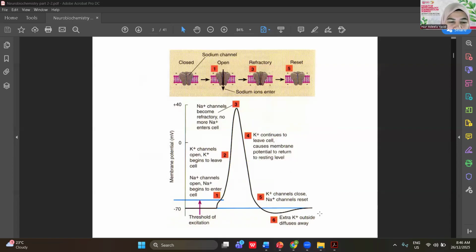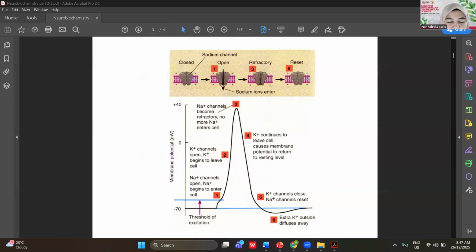Last but not least, hyperpolarization. As potassium channels close more slowly than sodium channels, there is an excessive efflux of potassium, causing the membrane potential to dip below the resting level, around minus 80 mV. This phase ensures that the neuron does not immediately fire another action potential, so it allows for a refractory period.